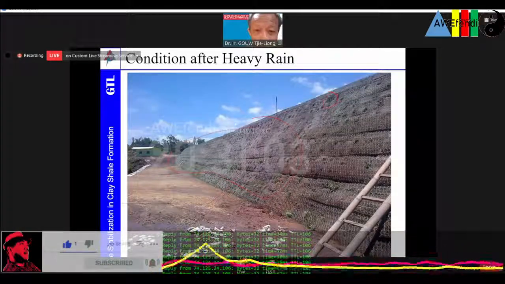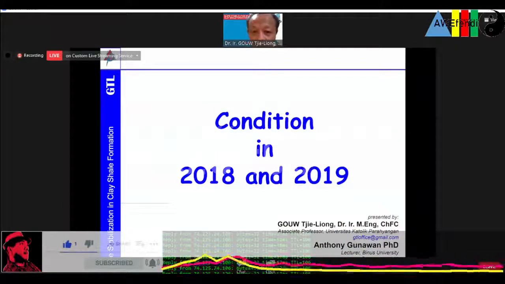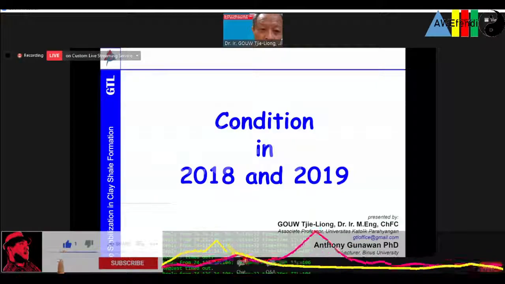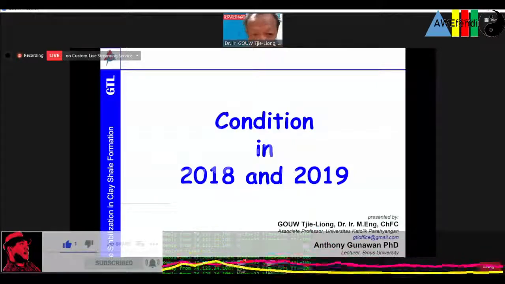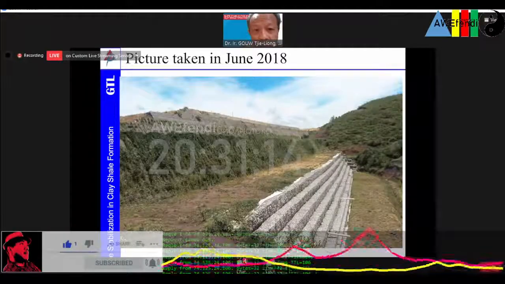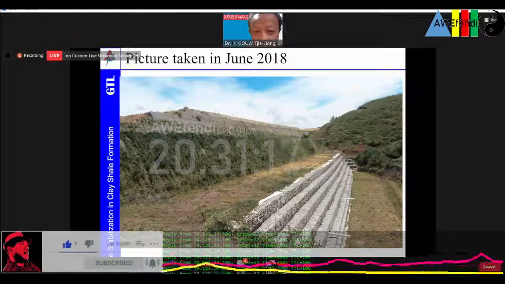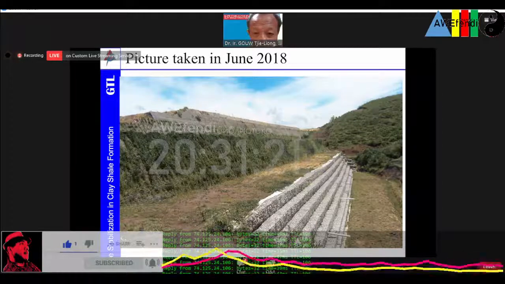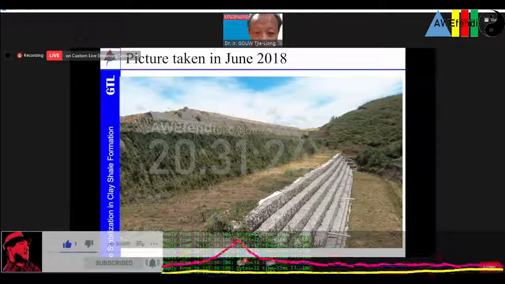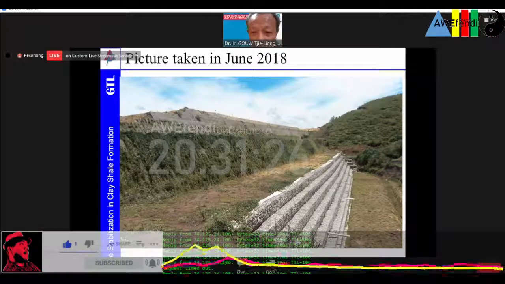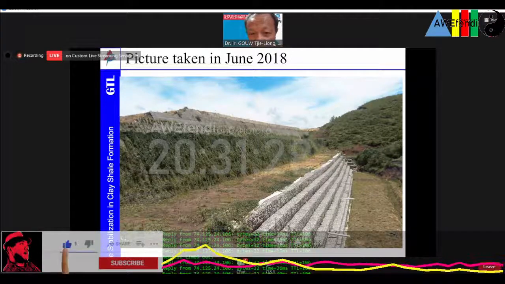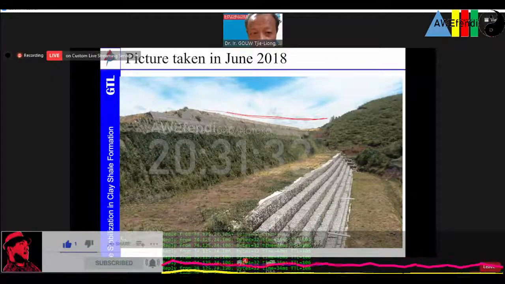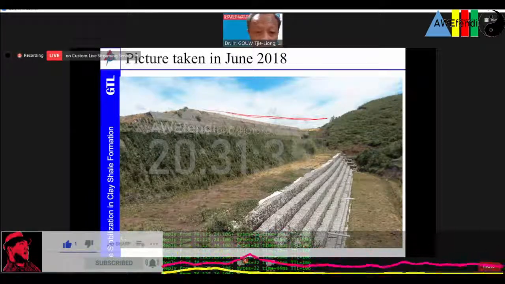Then the condition in 2018 and 2019: you can see that was happening about 2016, 2017. And then over here in 2018, this is already reaching the highest level. Then this one, another one. Some of the grass is already growing over here. The same, it is quite thick already. The grass is already very thick.